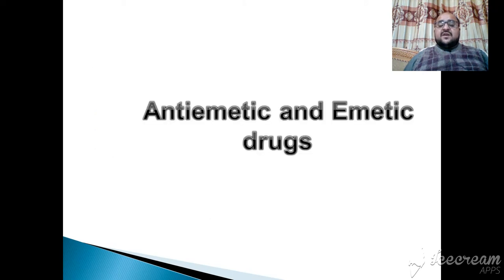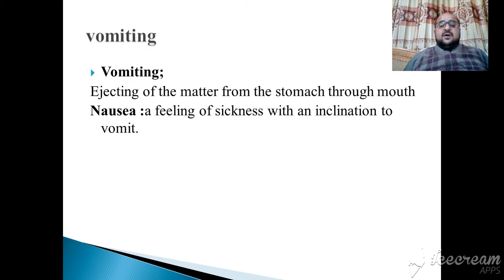So the first one is antiemetics and emetic drugs. First of all, vomiting: vomiting is the ejecting of matter from the stomach through the mouth, and nausea is a feeling of sickness with an inclination to vomit.